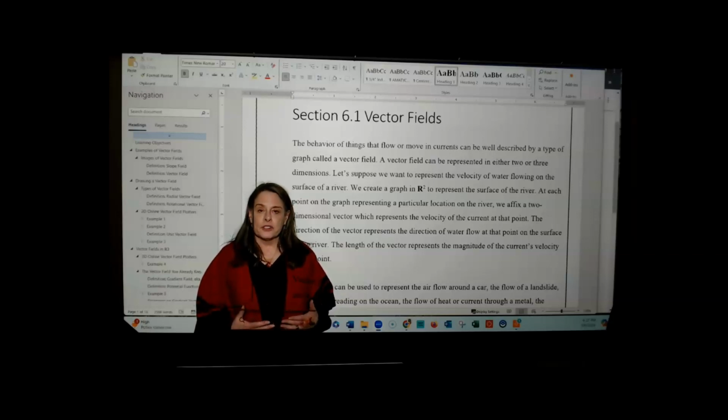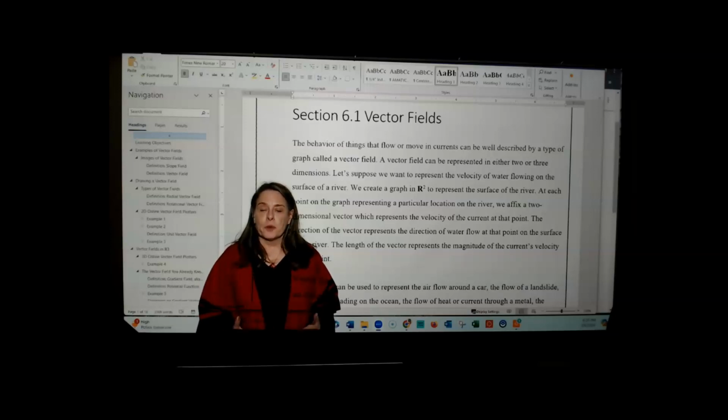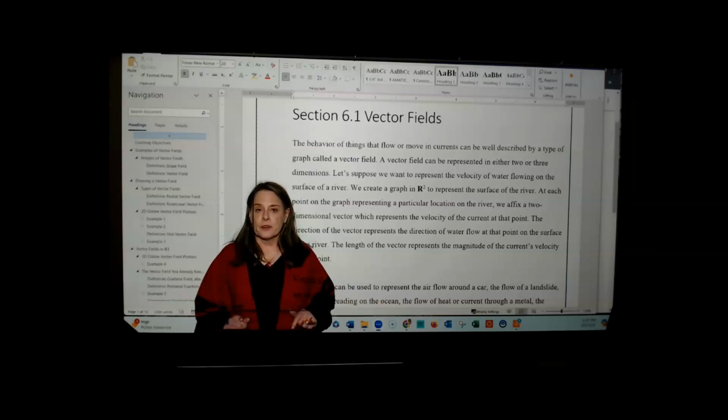Anything that flows, such as air, even earth in a landslide, lava, oil spills, the flow of a current in an electrical current or system or through metal, anything that flows, air around a car, can be described with a vector field. Let's imagine, for example, that we want to give a graph that represents the velocity and direction of the water flow on the surface of a river.